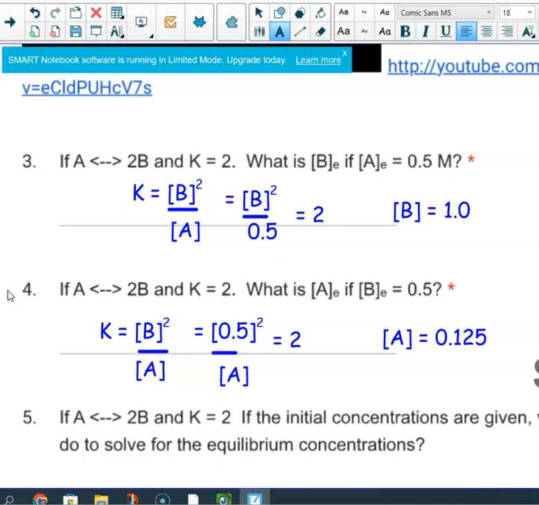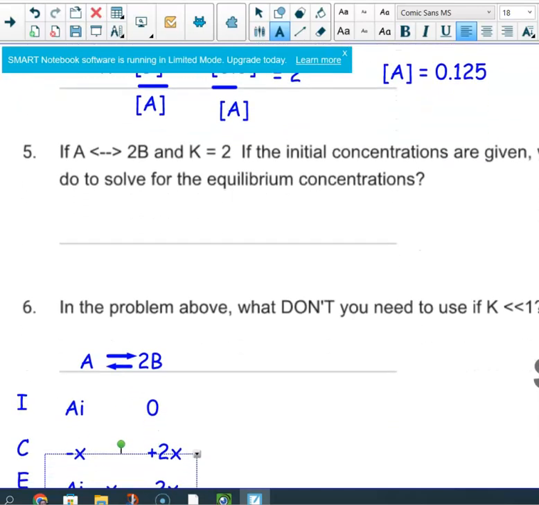Number 4, just flip-flopped them. So I set up my law of mass action. Instead of making A 0.5, I made B 0.5. So 0.25 divided by 2 is 0.125. All right, so that's hopefully fairly straightforward. It's the next ones you really have to worry about.